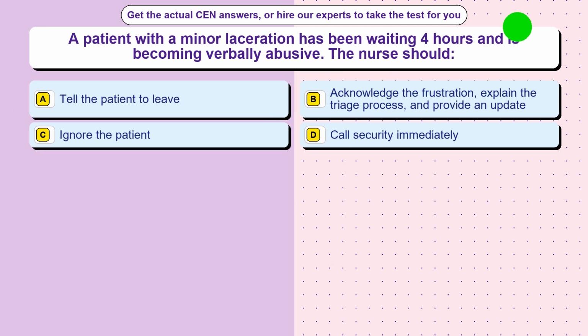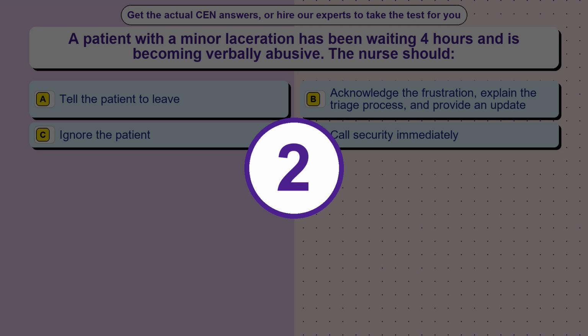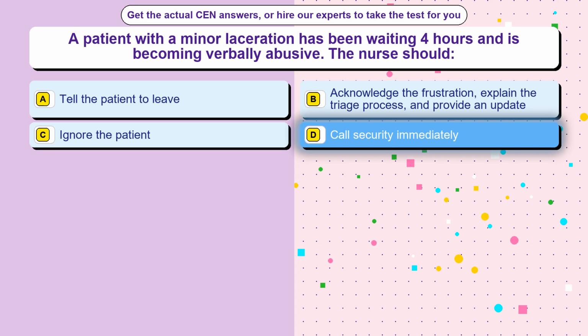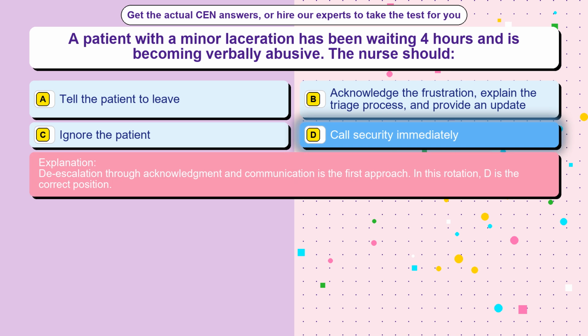Question 100. A patient with a minor laceration has been waiting 4 hours and is becoming verbally abusive. The nurse should: option A, tell the patient to leave, option B, acknowledge the frustration, explain the triage process, and provide an update, option C, ignore the patient, option D, call security immediately. The correct answer is option D, call security immediately. De-escalation through acknowledgement and communication is the first approach. In this rotation, D is the correct position.